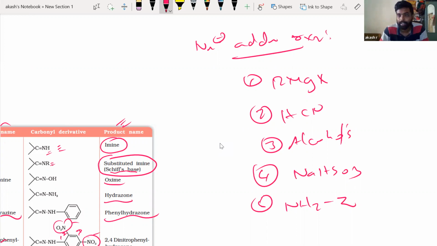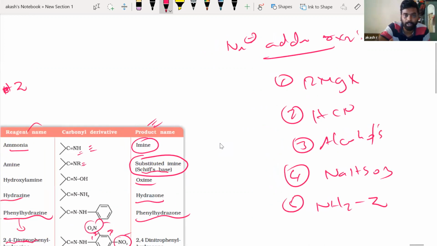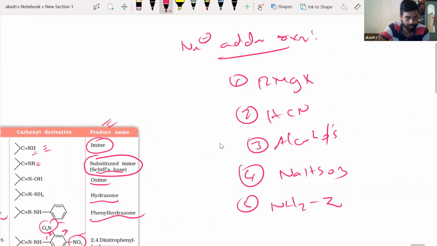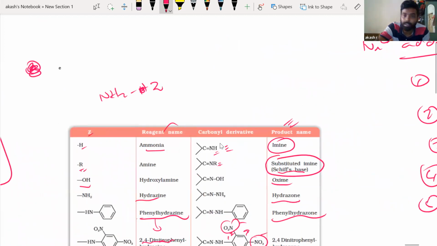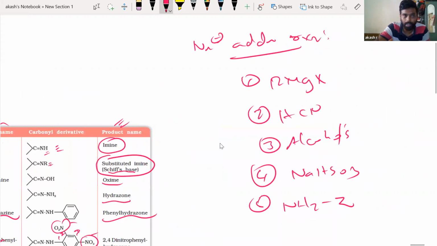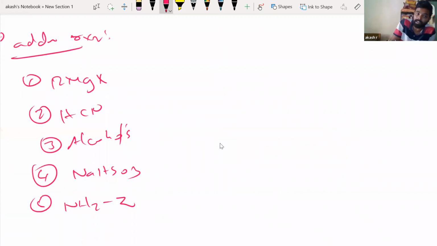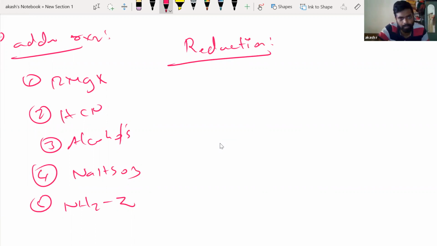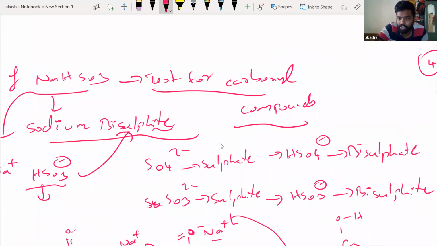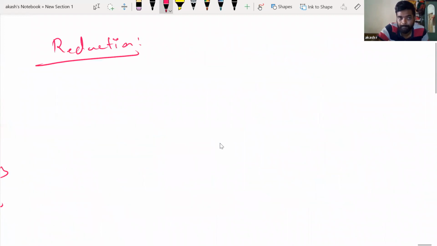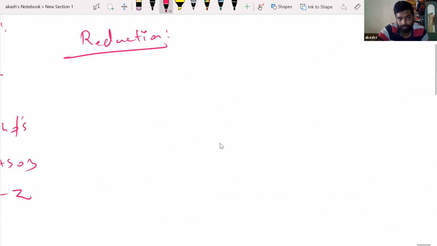So that is about your different nucleophilic addition reactions. We completed one beautiful class of reactions. Now we will go for another class of reactions called reduction. Did we already see reduction before, the reduction of carbonyl compounds? No? Okay, fine.